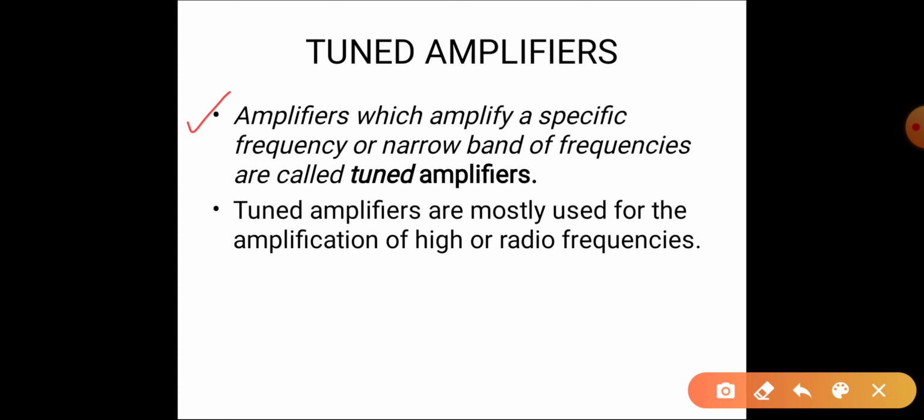amplifiers. And tuned amplifiers are mostly used for the amplification of high or radio frequencies, because an audio amplifier cannot amplify radio frequencies of more than 20 kilohertz, or maybe 50 kilohertz. So to amplify high frequencies or radio frequencies greater than 100 kilohertz, or in the range of megahertz, you have to use tuned amplifiers.